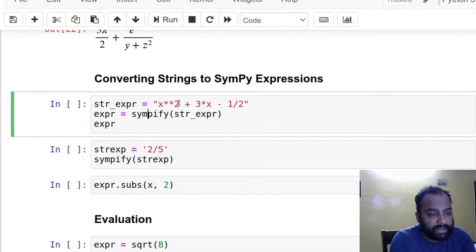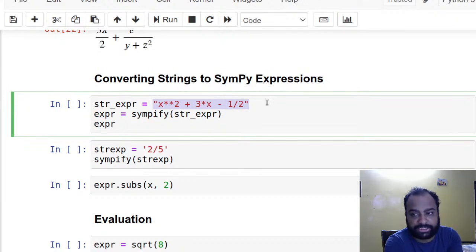Now SymPy gives you a function called sympify. It stands for, what should I say, Symbolic Python, for example, right? So the sympify function converts any string or other standard objects into SymPy objects. What are SymPy objects? Again, symbolic expressions.